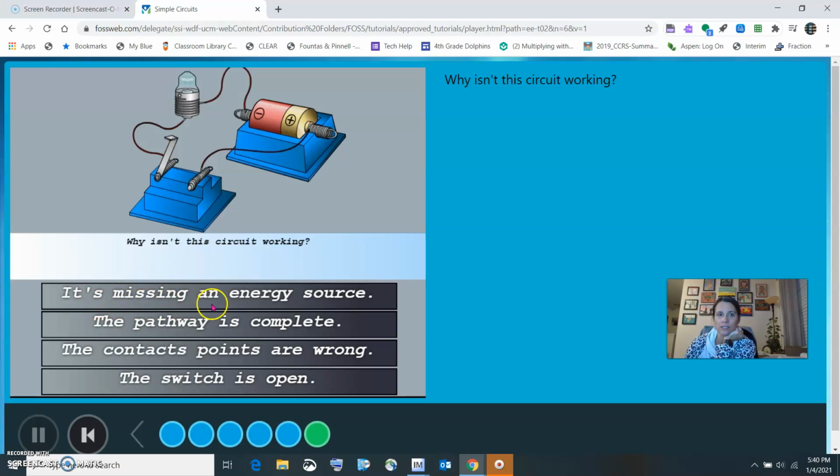So let's look at our choices. Is it missing an energy source? No. Is the pathway complete? Yes. Are the contact points wrong? No. The switch is open. If the switch is open, is it going to light? No. We have to shut it there. That's right. You need to close the switch. Yeah. So that's the last part. You've got to make sure that it's closed.